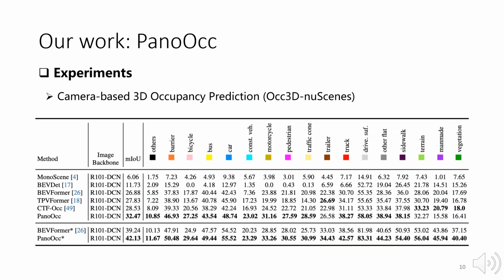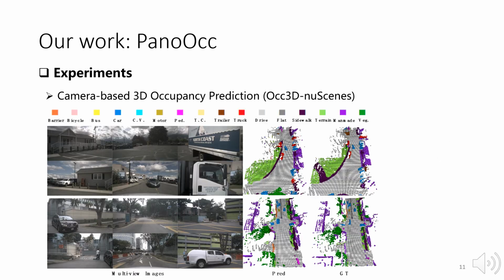Our method is also applicable to 3D occupancy prediction tasks, achieving good performance on the Occ3D-nuScenes benchmark. Here are some visualizations of the occupancy predictions. As shown, the model takes panoramic camera views as input and outputs 3D semantic occupancy predictions for the entire scene.